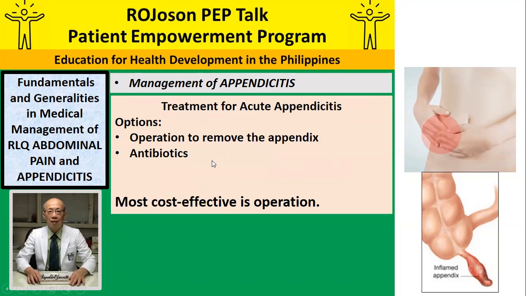Treatment options for acute appendicitis: you have the operation to remove the entire appendix, and antibiotics. These are the two options currently available at the moment. The most cost-effective is an operation, because with an operation, you're sure you have removed it. One percent chance there will be a problem, 99% there will be no problem. With antibiotics, you don't know whether it's going to help or not. You just have to wait. The cure rate for antibiotics is not as high as 99%. It's below that.